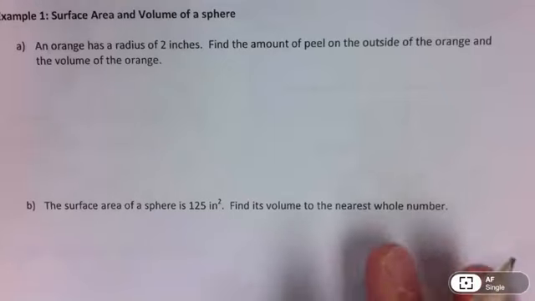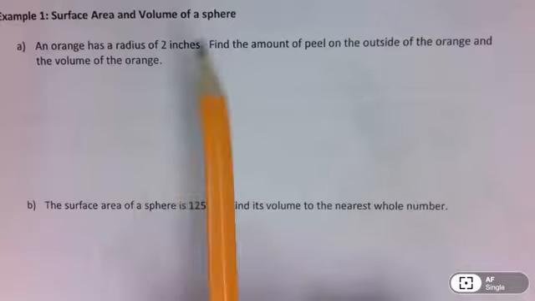Hey guys, here are a couple examples using the formulas for spheres, both surface area and volume. So here's the first example.